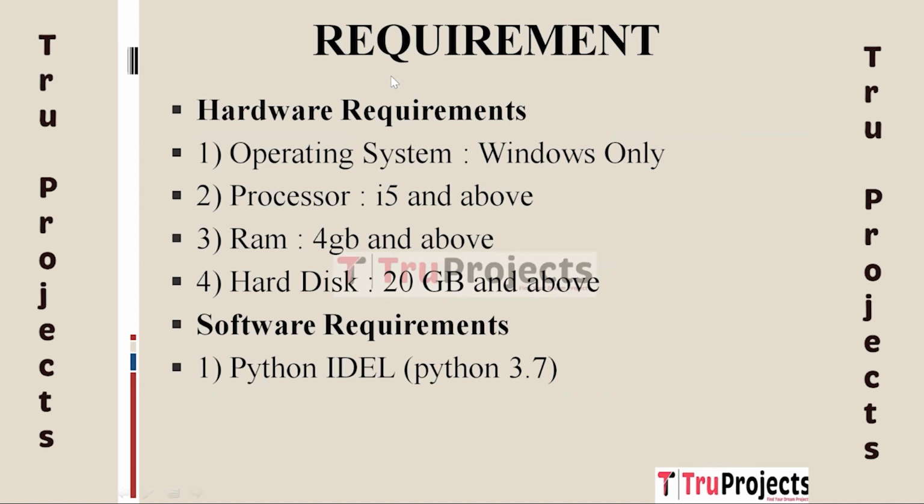Requirements. The requirements of the project are hardware requirements and software requirements. In hardware requirements, we have operating system Windows only, processor i5 and above, RAM 4GB and above, hard disk 20GB and above. Software requirements. In software requirements, we have Python IDLE with 3.7 version.